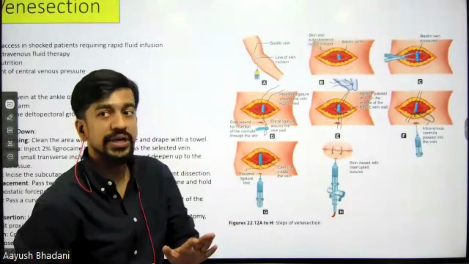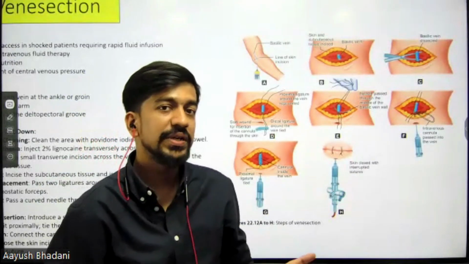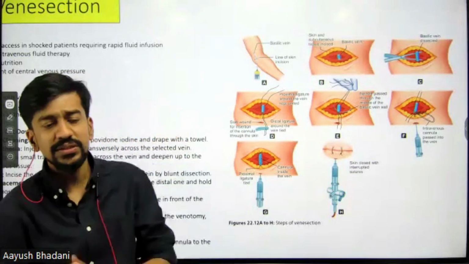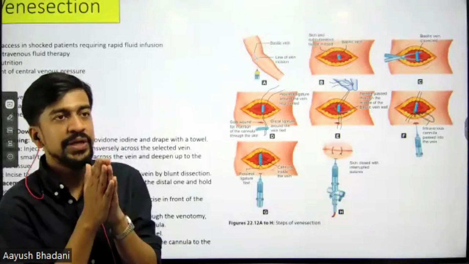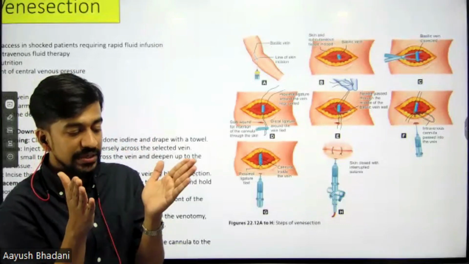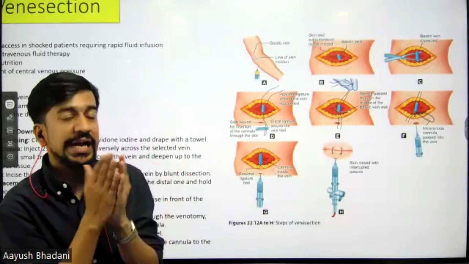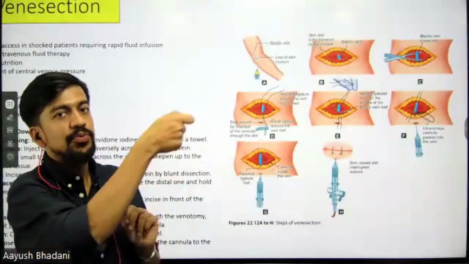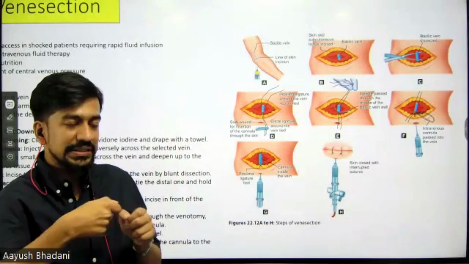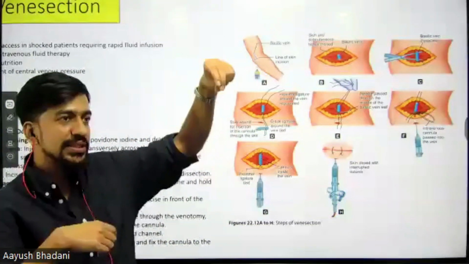So you basically need to get access to a vein. It can be a basilic vein. It can be a great saphenous vein. Basic idea is to understand the anatomy. Where is the vein? Cut the skin, the subcutaneous tissue, go in, identify the vein, dissect it out, take a distal control, take a proximal control. Distal control is tied. Proximal control is just held up.